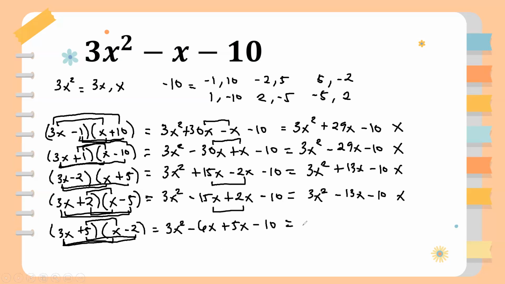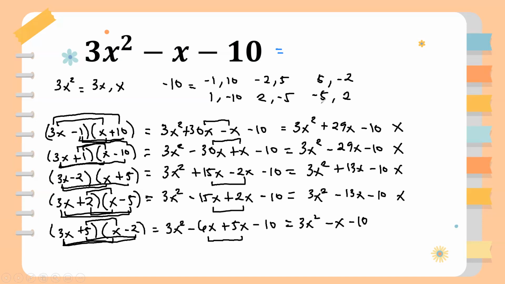Then, combine again the like terms. So, negative 6x plus 5x. Magsusubtract tayo since they have different signs. Negative 6 plus 5 is equal to negative 1. So, x na lang siya ang isusulat natin. And then, copy negative 10. Now, parehas na yung nakuha natin. Ibig sabihin, ito na yung factored form natin.